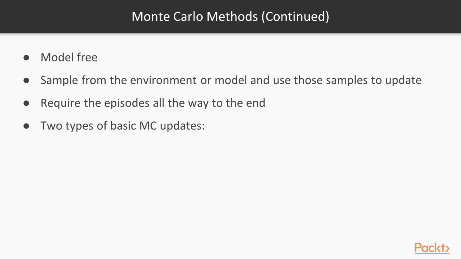There are two types of basic MC updates. One is called first visit Monte Carlo. The estimate of the state is from the first visit to that state until the end of the episode. Subsequent visits from that state are not used in the update. The second type is called every visit Monte Carlo. Every visit to the state until the end of the episode is used in the update. The next slide will show a visual of the Monte Carlo backup to help illustrate these points.